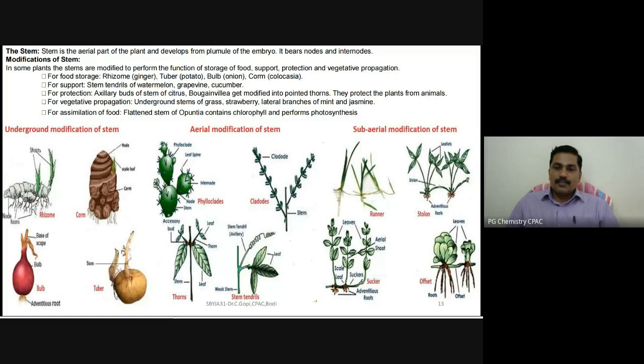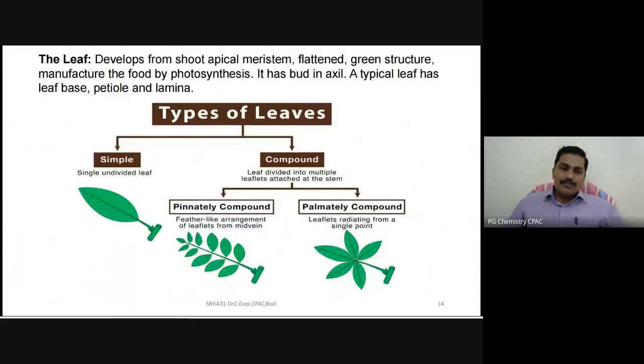Then subaerial modification of stem. In the stem, the part that lies just below the soil, not very deep, close to the soil, is modified. For example runners. Now there are grass varieties, like Cyperus and Cynodon grass, as we call them. Those are subaerial stem modifications. And stolon is also another type of modification. Then sucker, with adventitious roots produced from the sucker stem. Then offset, Eichhornia. We have all seen that Eichhornia plant in contaminated water. You see it in ponds and lakes which are really contaminated. Eichhornia will remain in any range of contaminated water. Then these are the types of leaves: simple leaves, compound leaves.